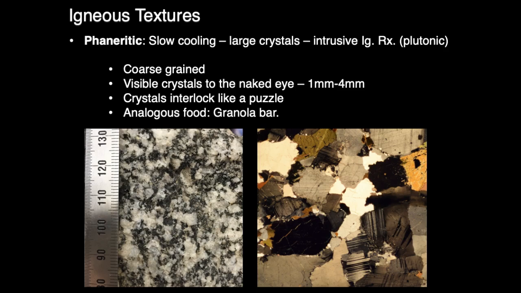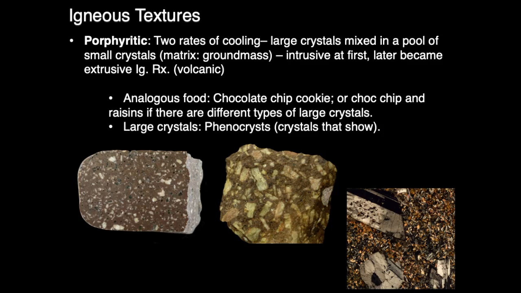This texture, the porphyritic texture, has two different rates of cooling associated with it. The first cooling is slow and it forms some relatively large crystals. And then there is a fast cooling that makes up the small crystals that surround the bigger ones. These smaller crystals make up what we call the matrix or the groundmass. Okay, matrix or groundmass is what these small crystals make up.